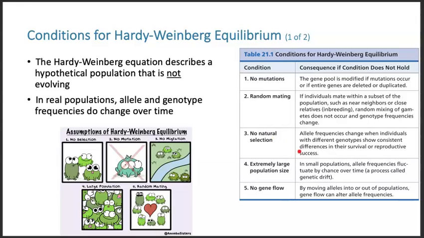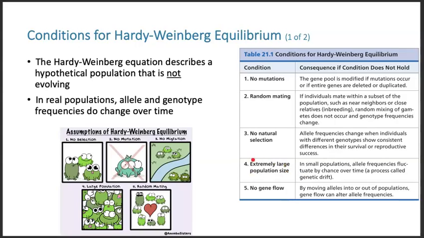If you violate that, if allele frequencies change when individuals differ in their amount of survival or reproduction, then you have natural selection. If you want no evolution, you have to have no natural selection. It helps to have a really large population size. If you happen to violate this one, you would have a small population size. Then here's the thing about small populations. Small populations have allele frequencies that fluctuate just by chance. And we'll talk about genetic drift as that chance thing that happens.